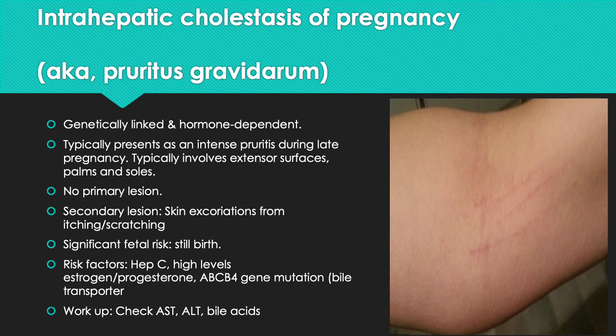There's no primary lesion, as I mentioned before, but you may notice skin excoriations on a patient from a significant amount of itching. They usually have itching on the extensor surfaces as well as the palms and soles. And some of the risk factors for developing this are Hep C, when you have high levels of estrogen, so maybe multiple pregnancy, and progesterone. And then there's some genetic component as well. So it's important to check bile acids and liver enzymes whenever you're worried about something like this occurring.